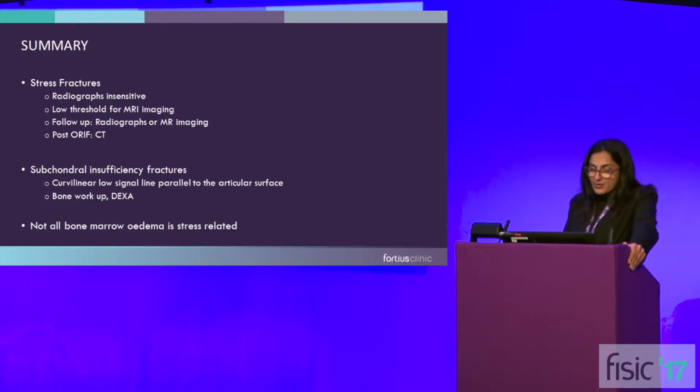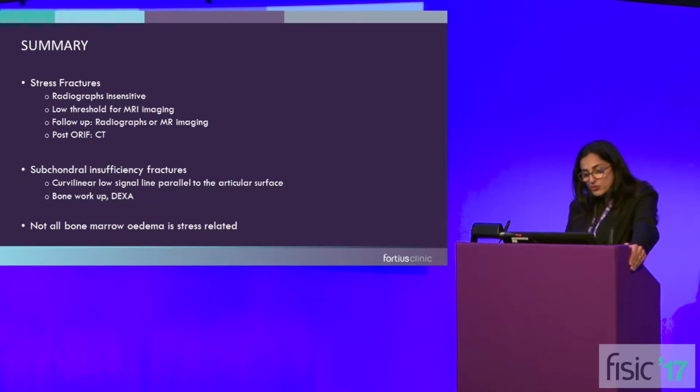So in summary, stress fractures, I would say radiographs are fairly insensitive, have a low threshold for MRI imaging if you suspect it, follow up maybe with radiographs, certainly with the metatarsals, but perhaps MR imaging and, for example, calcaneal stress fractures. If they have had operative management, I would suggest CT to assess that there's osseous union.